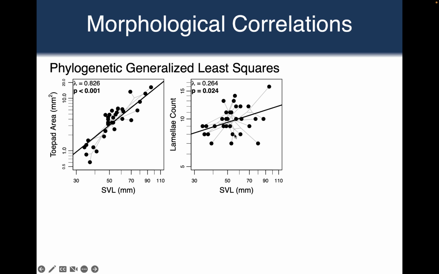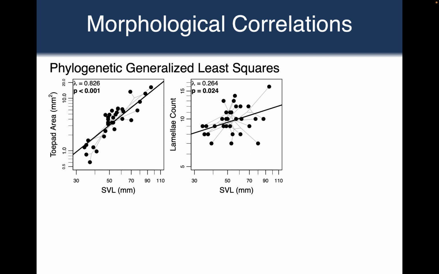And again, in a similar analysis, we did body size, snout vent length, against the number of lamellae each species has. Again, we found a significant positive slope. Bigger animals tend to have more lamellae. But what was interesting was the slope of these two analyses were really different. And it didn't seem like area and lamellae were all that closely connected.